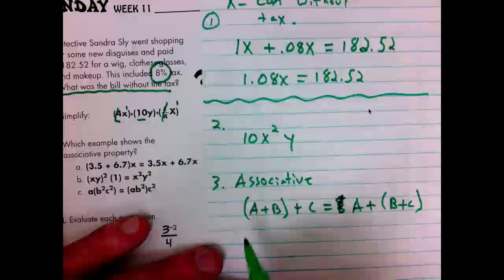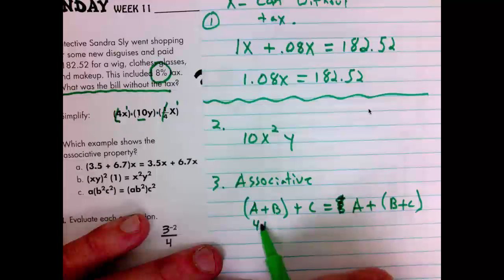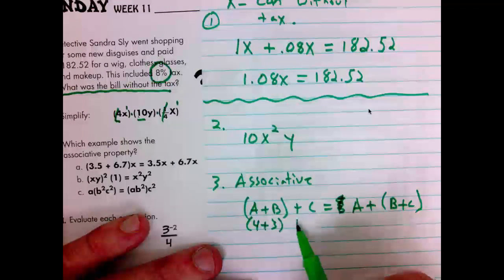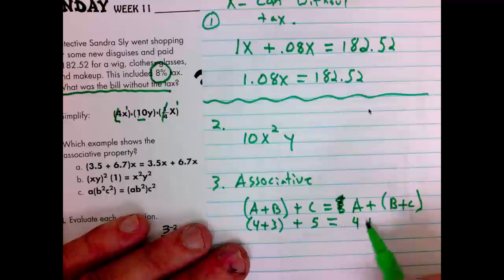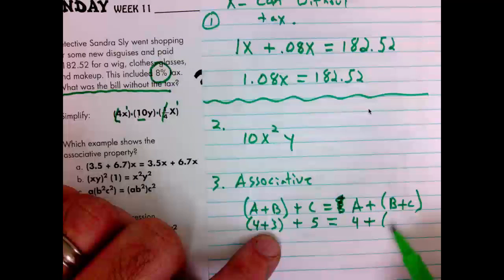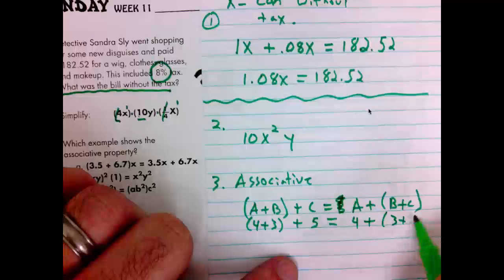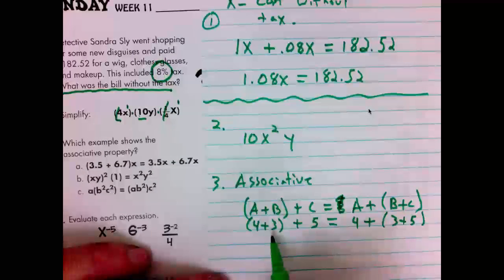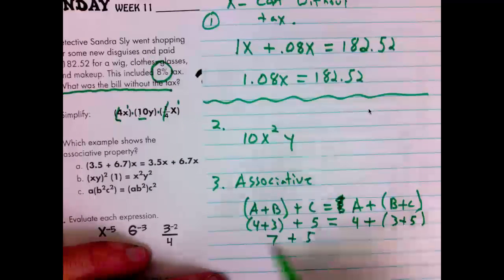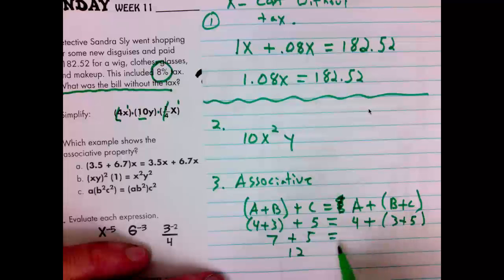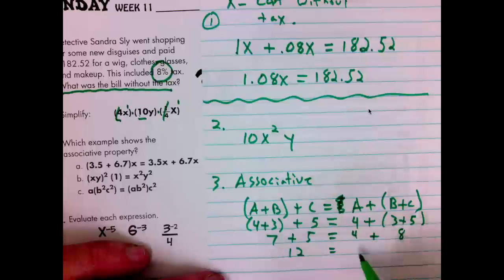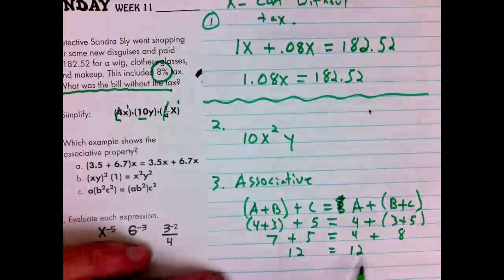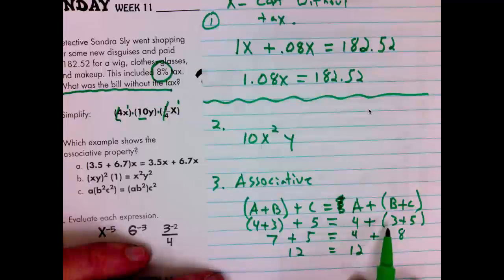I'm going to do a specific example here. Let's say this was 4 plus 3, and then out here it was plus 5. That's going to be the same as 4, A being 4, B being 3, and C being 5. 4 plus 3 is 7. 7 plus 5 is 12. Here, 3 plus 5 is 8. 4 plus 8 is 12. So you see these two quantities are the same. It didn't matter which way we grouped.